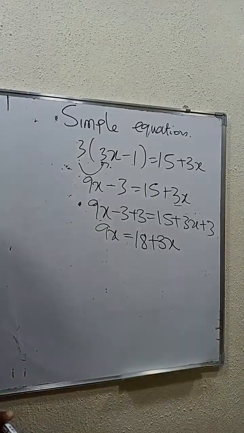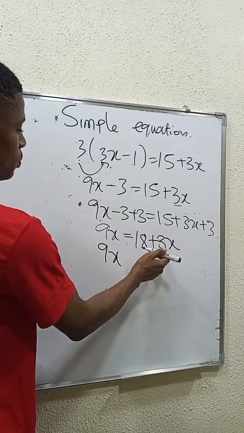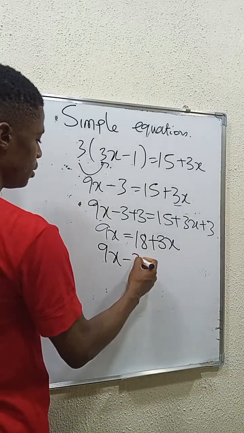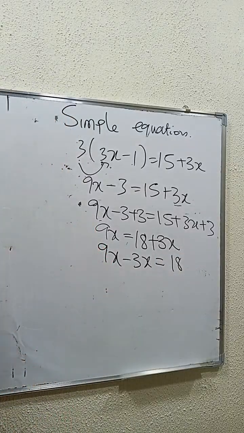Okay. The next step is to collect like terms. 9x, you subtract 3x from both sides. 9x minus 3x is equal to 18. So 9x minus 3x is what?